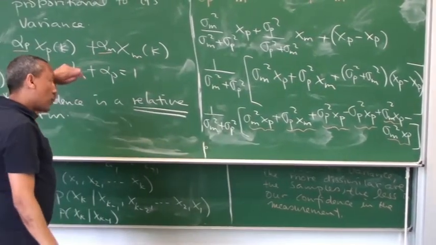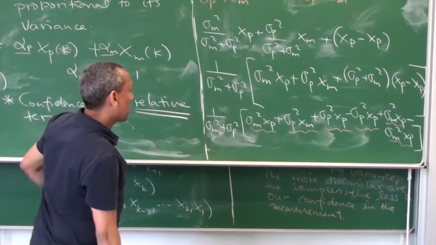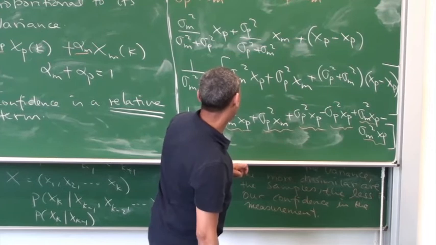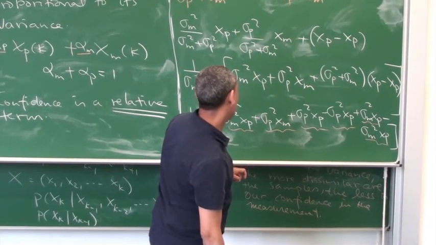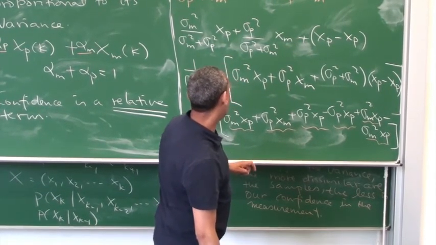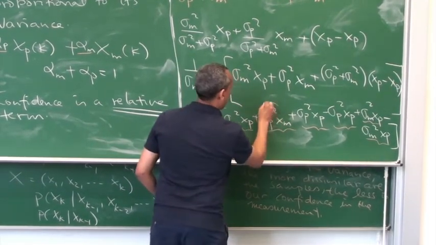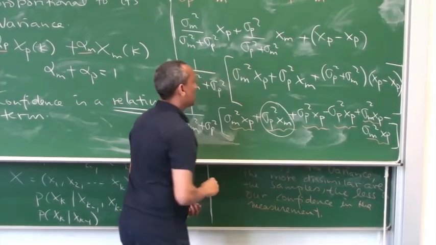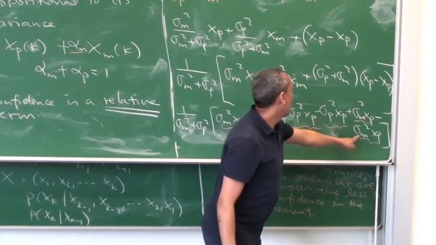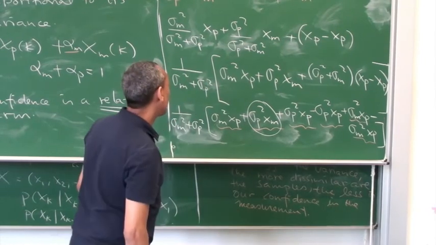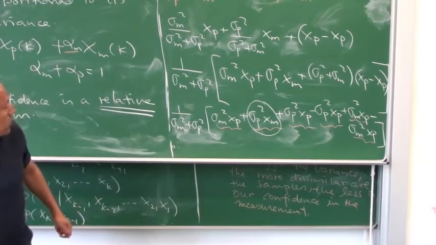1, 2, 3, 4, 5, and 6. Two of them we can eliminate. Let's say here you see sigma p, here sigma p, you see here sigma p xn minus sigma p, so no, not this one, not this one.